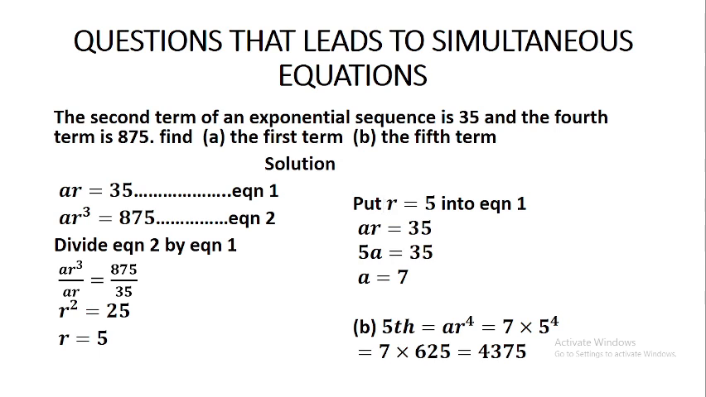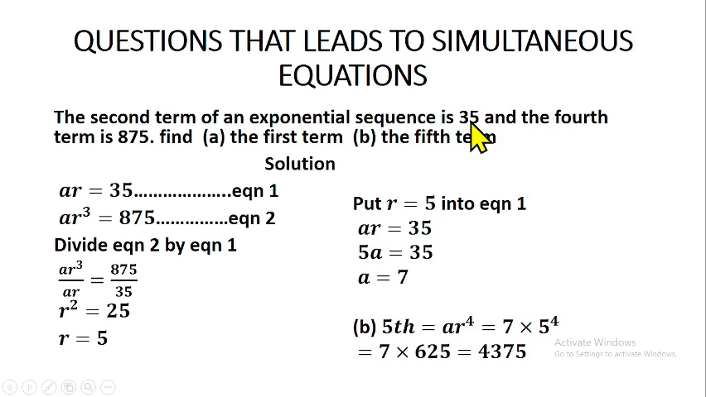Now also in GP as well, there are some questions that will lead to simultaneous equation, just like we saw under arithmetic progression as well. So I want you to understand this as well. Let's see that the second term of an exponential sequence is 35.